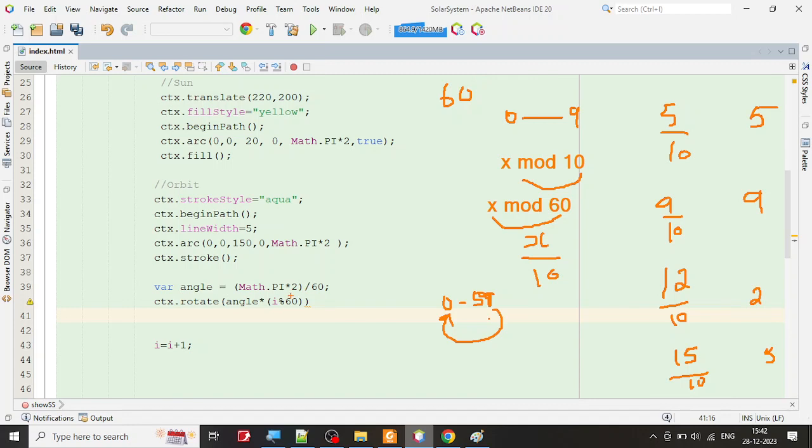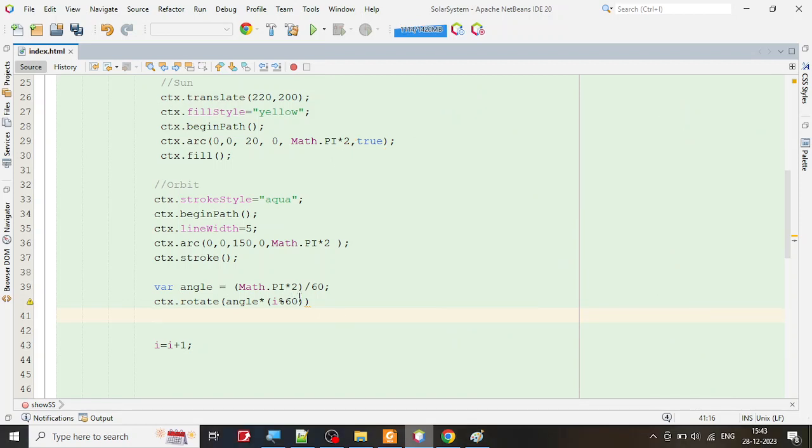Remember, my angle is already 60 degrees, and I am going to multiply it with 60, 60 into 60, 360 degrees, I'm going to get. So not beyond that. That is what I have done. Then I'm going to increase the value of I by 1. Okay, done. Let's see what will be the effect.